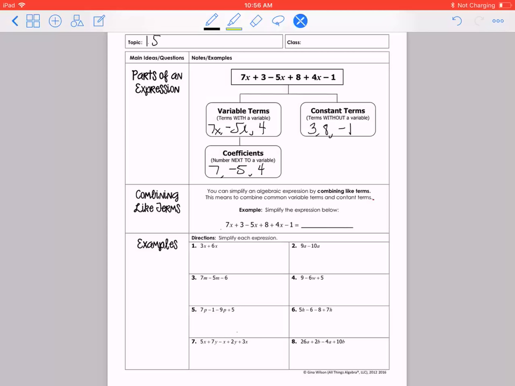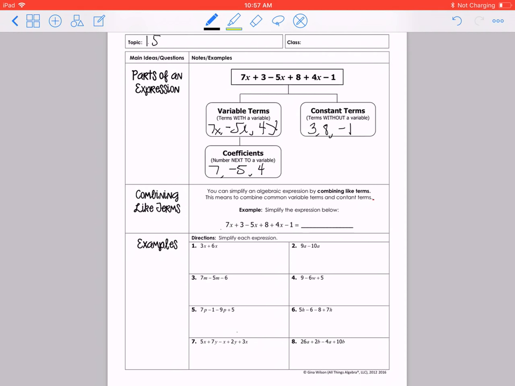Hey Algebra 1, today we're going to work on combining like terms, and we're going to go through many examples. So we're going to start with this really long problem under the parts of expression list where it says 7x plus 3 subtract 5x plus 8 plus 4x minus 1. And it's broken up into variable terms, coefficients, and constants. So variable terms, oops, I just realized I forgot an x, are the numbers with the variable x next to it. So the 7x, negative 5x, and 4x.